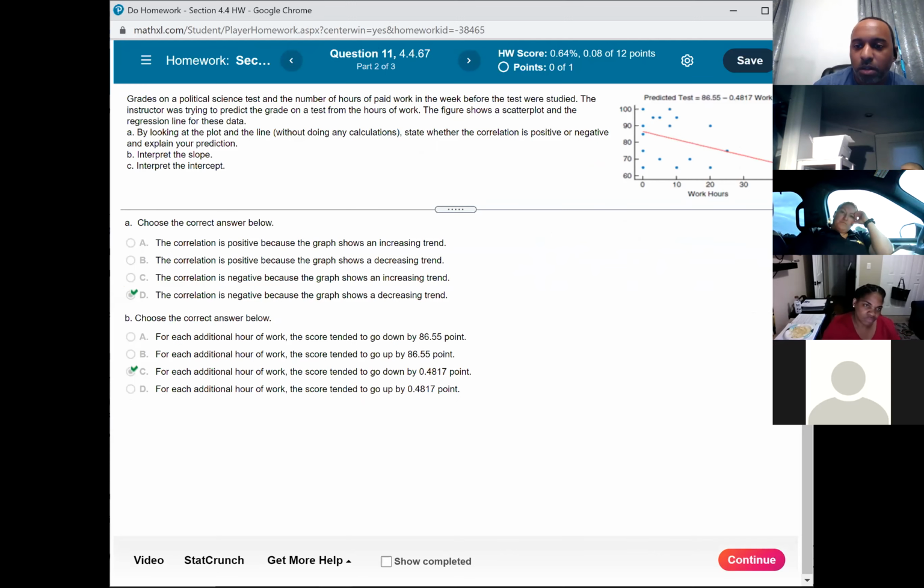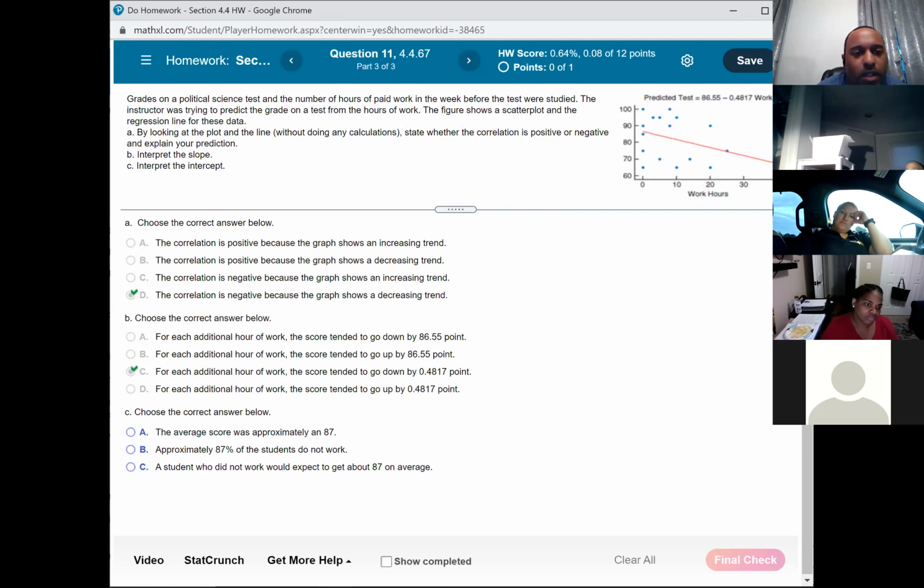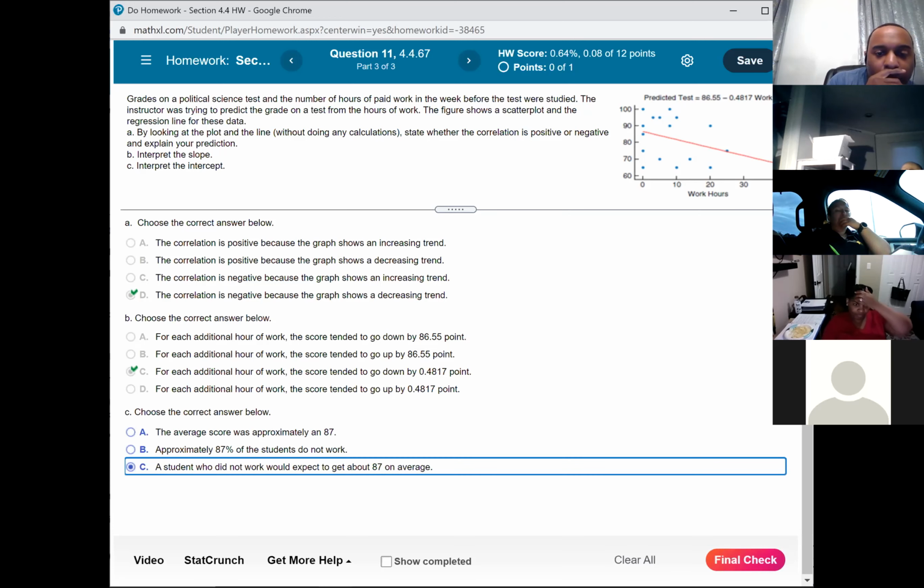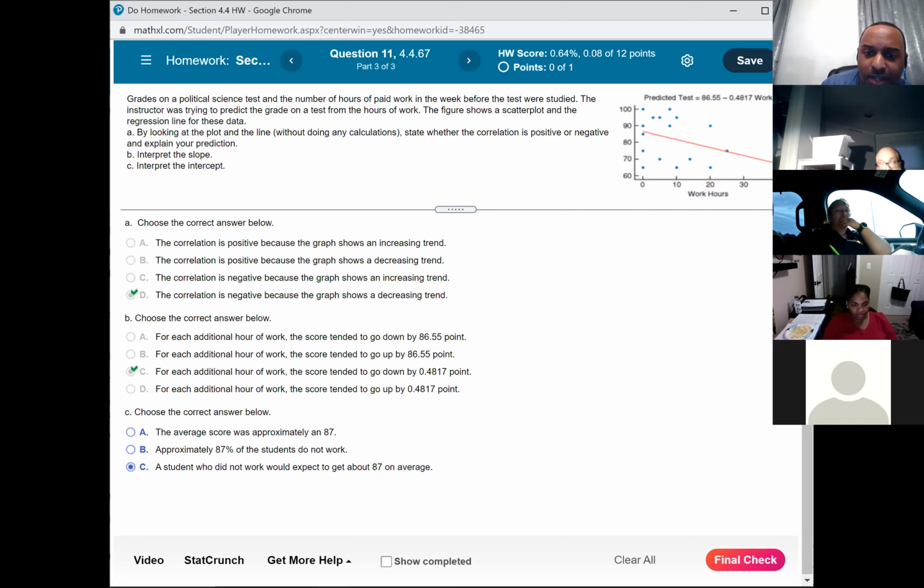Okay, C. All right, so the average score was approximately 87. Approximately 87% of students do not do work. A student who did not work would expect. Yeah, so now this is one of those interpretations wherein it would make sense. A student who did not work expects to get an 87 on average. I guess you could, according to that.